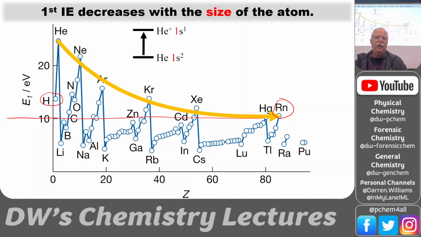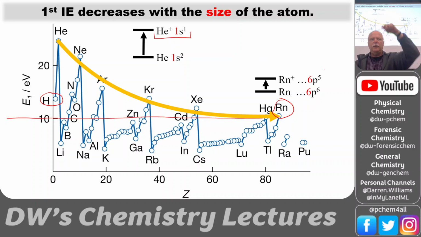And so here, with helium, we've got the 1s electrons in helium, and then the cation. This is the first time, I guess, we've seen the electron configuration of the cation. Helium is 1s2. If you take an electron away, you get 1s1. And here radon is 6p6, and the cation is 6p5. So we pulled an electron out of that last p orbital.